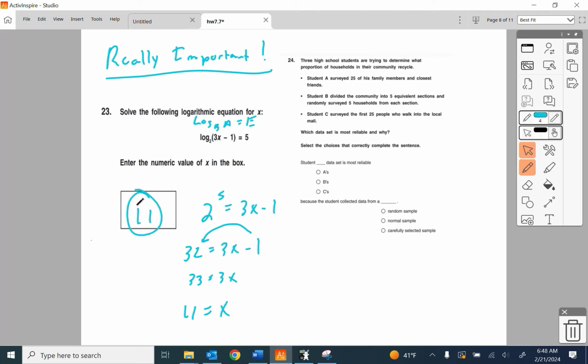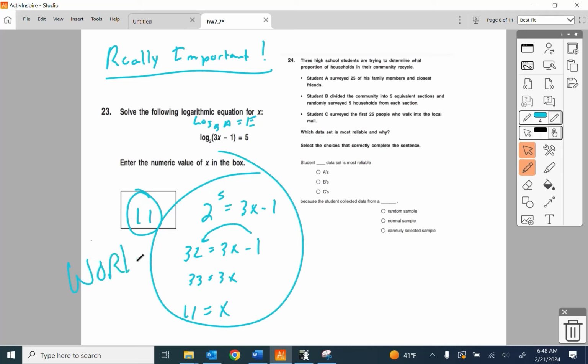24. Three high school students are trying to determine what portion of households in their community recycle. Oh, by the way, this is the work. Student A surveyed 25 of his family members and closest friends. Here's my work. This is biased. It is only talking about his family and friends, and they probably have similar opinions.